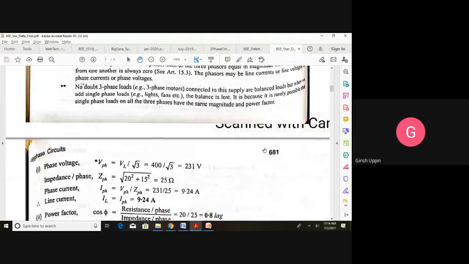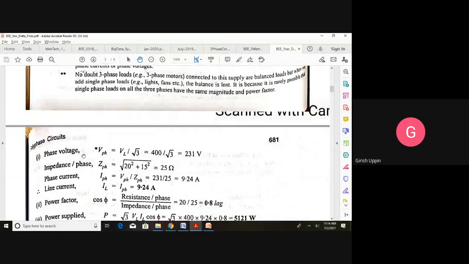Now, how to solve this? Phase voltage, we have to calculate the phase. Whenever you are trying to solve three phase circuit problems, always work on the phase entities. Don't work on the line entities. At the end, you can convert it back to the line. Always work on the phase. So they have given the line voltage. Let us calculate the phase voltage.